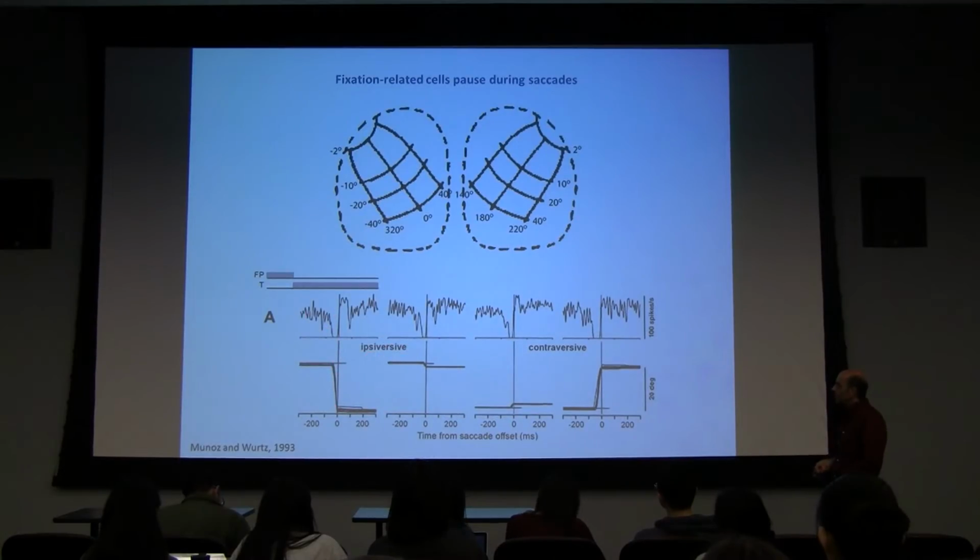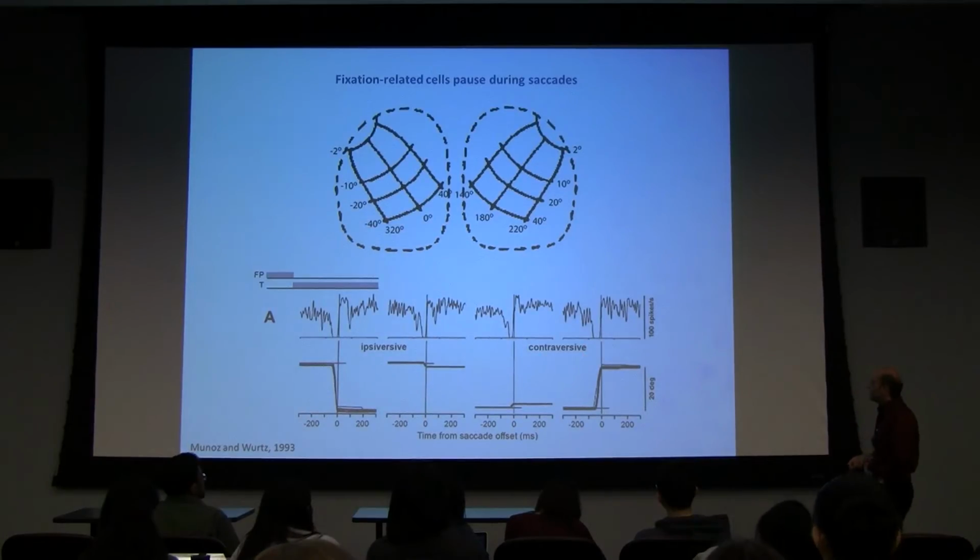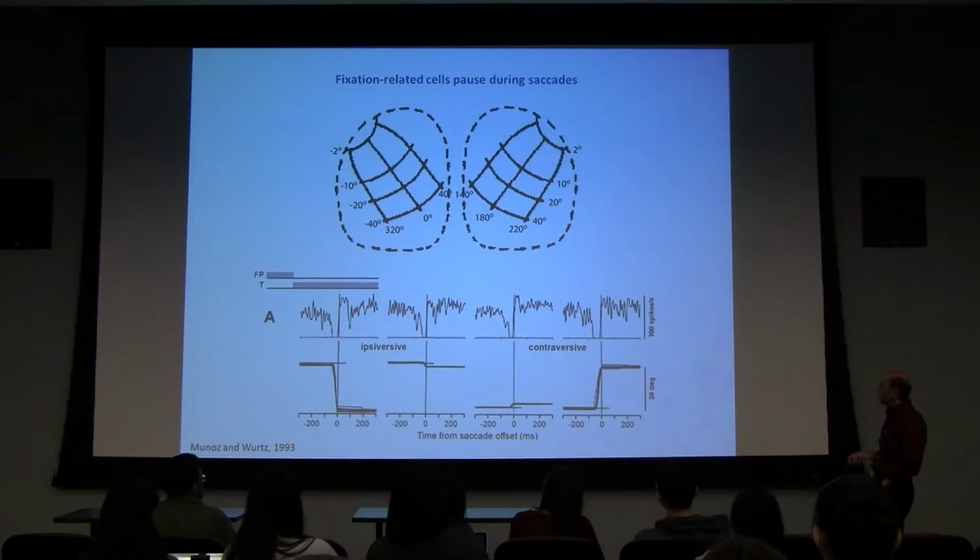Ipsiversive means to the same direction as the colliculus. So if this is the left colliculus, this is a leftward saccade. This is a leftward small saccade. This is a leftward large saccade, leftward small saccade. Contraversive means opposite. So in this condition, if this is the left colliculus, this would be a rightward small saccade, rightward large saccade. But the point is, in all conditions here, the cell is active when the eyes are holding still, the cell shuts down when the eyes are moving, and then it goes back up as soon as the movement ends.